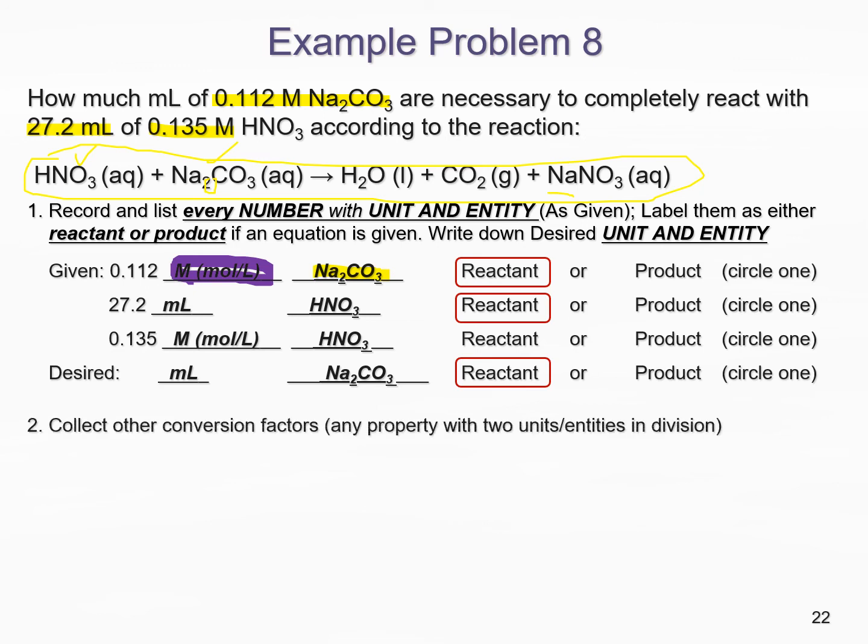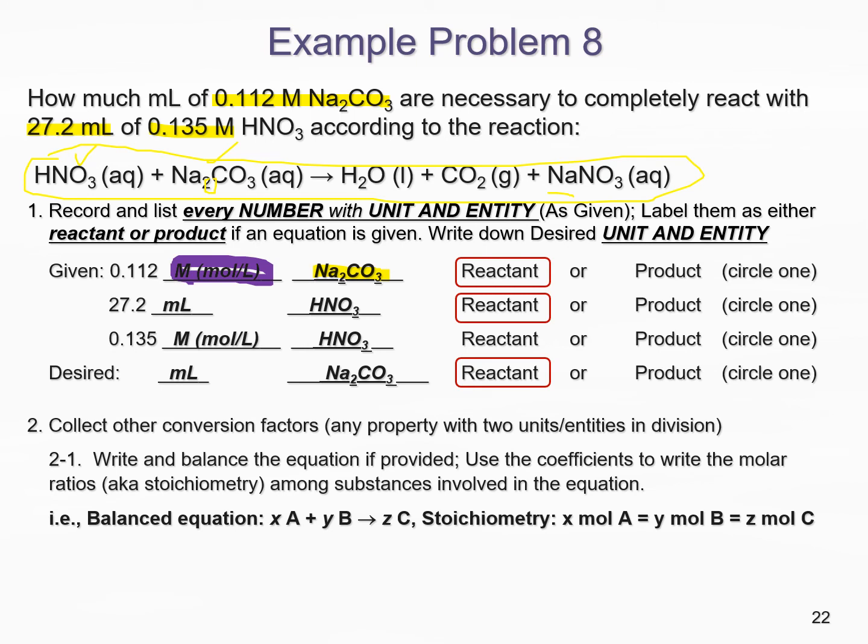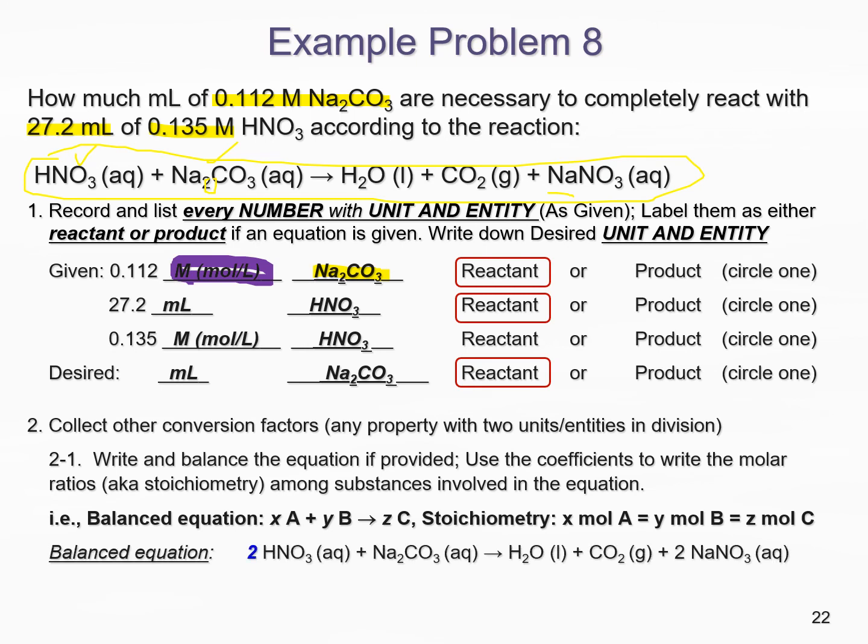Second step, we collect conversion factors. First, remember, we need a balanced chemical equation. So by putting 2 in front of nitric acid, we have this equation balanced. And in stoichiometry, remember, we only have 2 substances we are interested in the question, sodium carbonate and nitric acid.